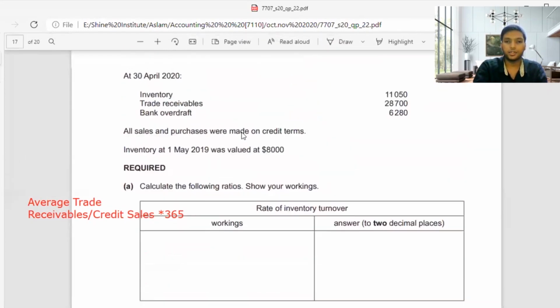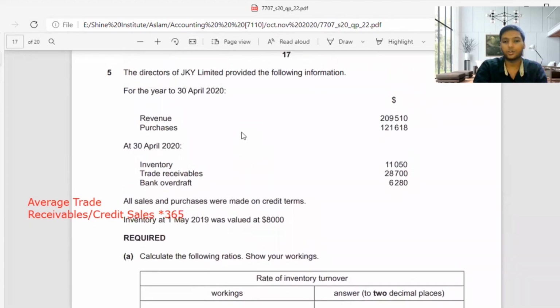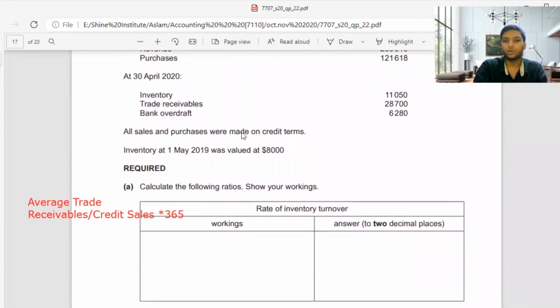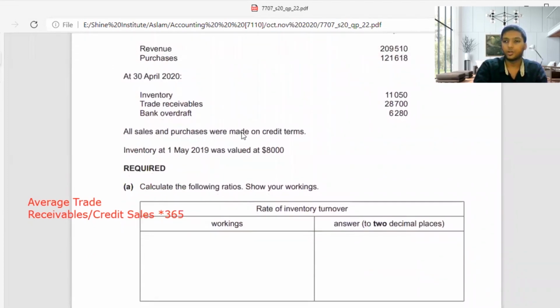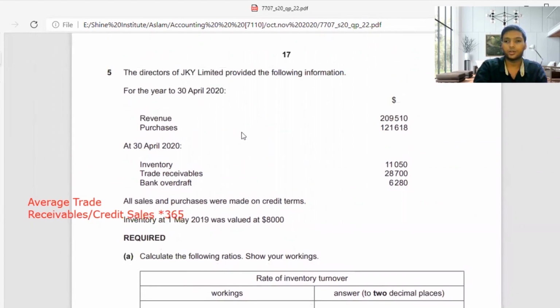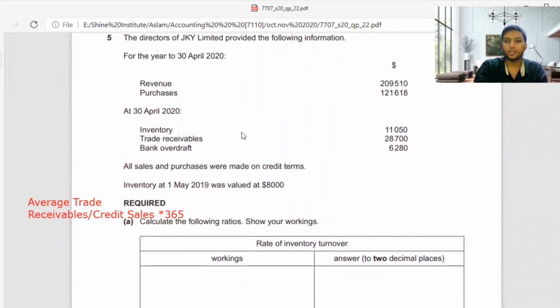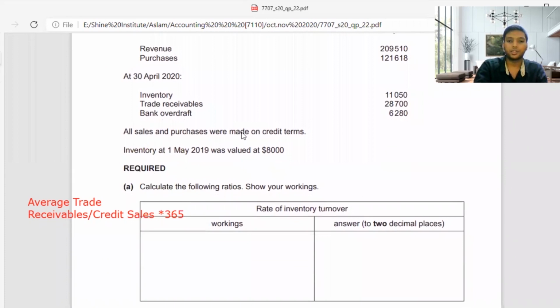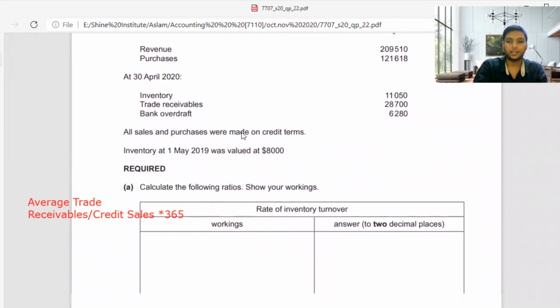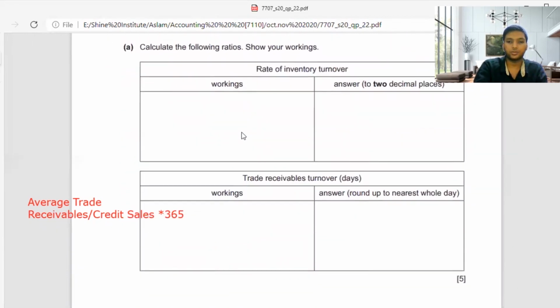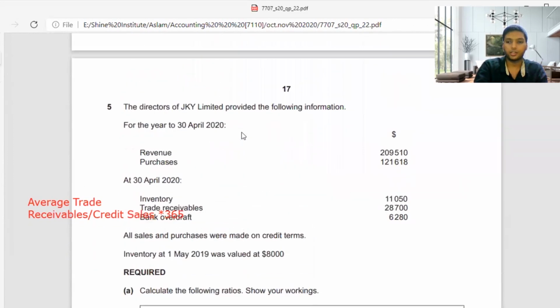Let's see how much they have given for trade receivables. They have not given a closing trade receivable, they have given only opening, so you don't need to divide by 2, you can take it directly. And sales also they have given directly, 209,510. So it's very straightforward, guys. I can take it directly. So let's do the sum. 209,510.